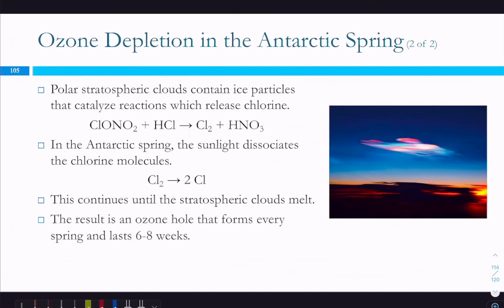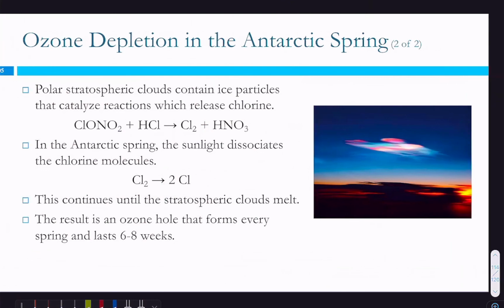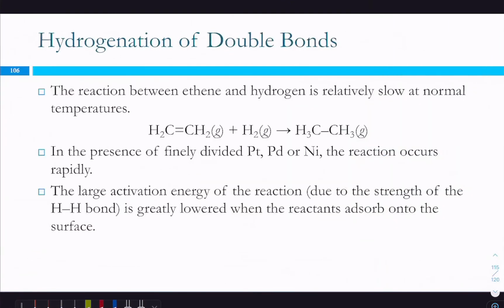So because it gets colder, there's more ice clouds, or more ice in the clouds, more chlorine gets released, more ozone's destroyed. So it's a little seasonal. So there's double catalysis happening there.